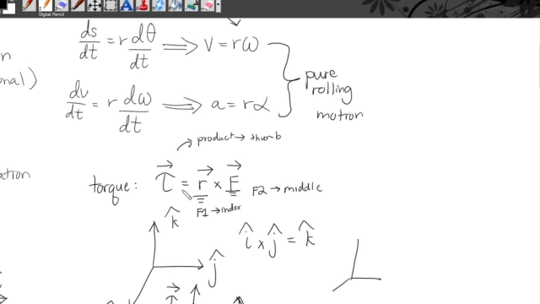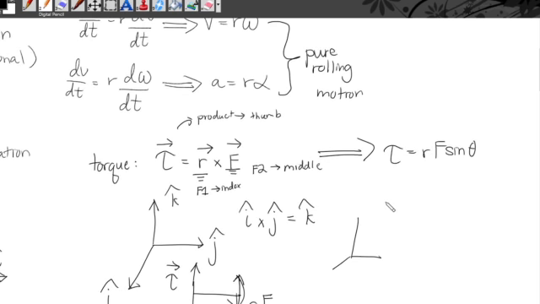And because the formula for torque is a vector, the magnitude of torque is just R F sine theta, where theta is the angle between this and this. And so we can see that it depends on three variables: the angle, this, and also the force.